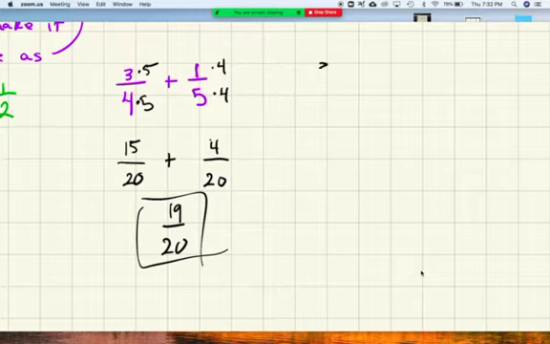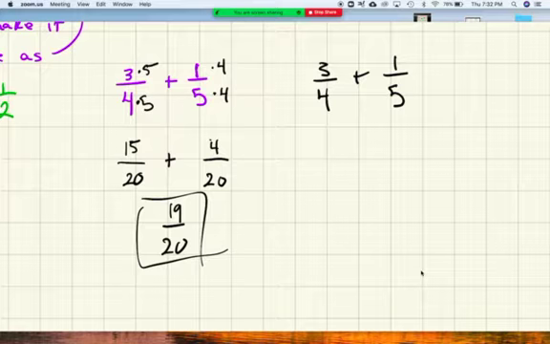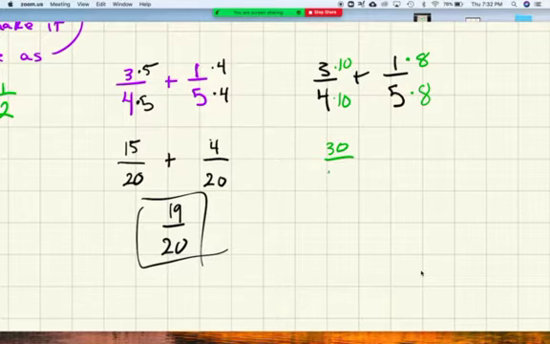So you said 3 over 4 plus 1 over 5. You could make them get to 40 by multiplying by 10 and by 10, and then 5 times what is 40? 5 times 8, right? So you could do this, and then you get 30 over 40 plus 8 over 40. Since the bottoms are the same, you can write it down once, and then you get 38.